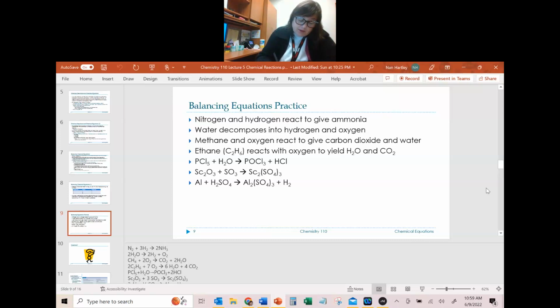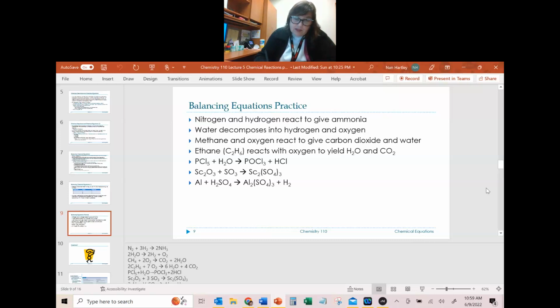So I need to multiply this by 3. If I multiply the SO3 by 3, then that changes the S to 3. So scandium is good, S is now good. I have changed that to 9 plus 3 is 12. So, woohoo! That one's balanced too.